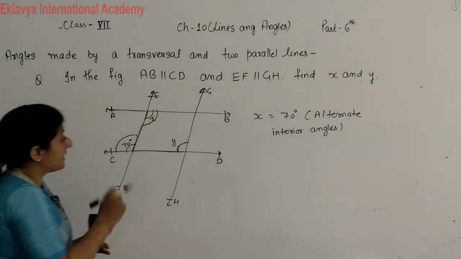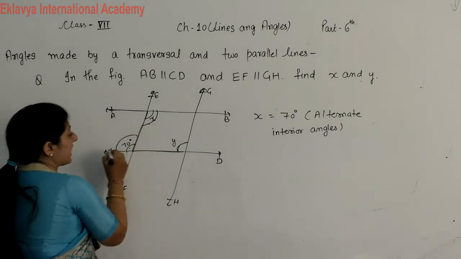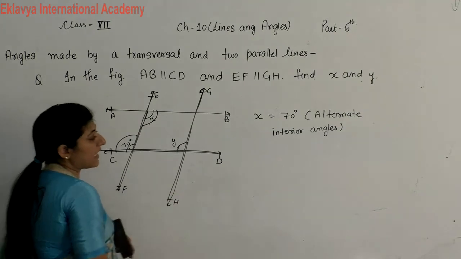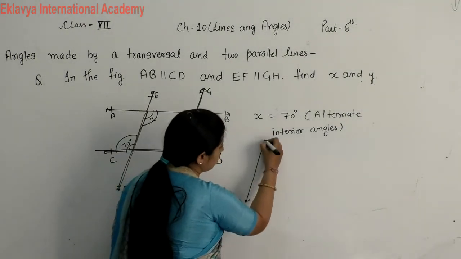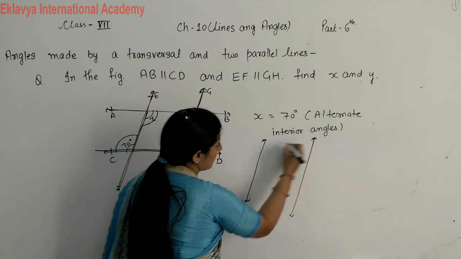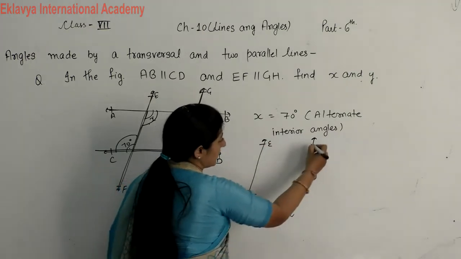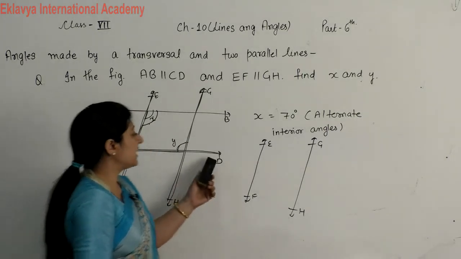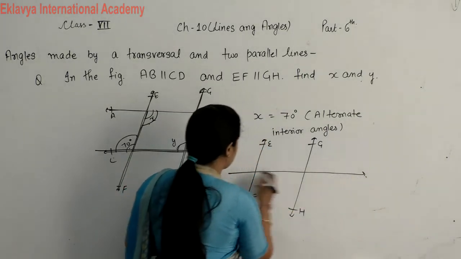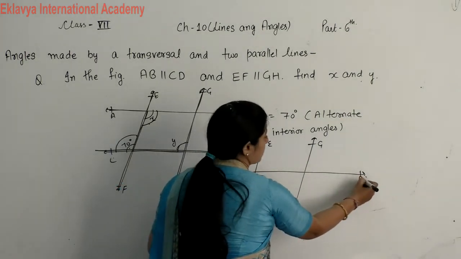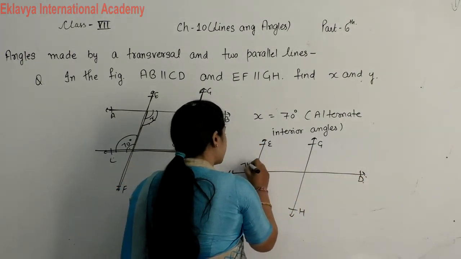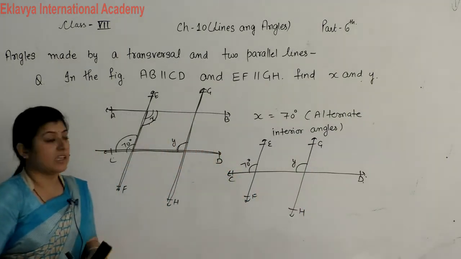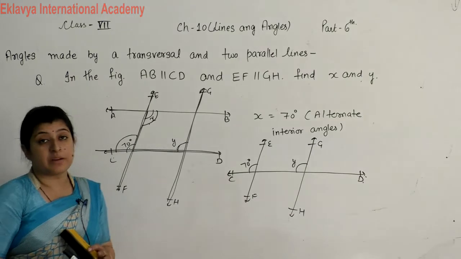Now see, in the second concept, EF and GH are also parallel lines. We make it separately: EF, GH also parallel lines, and this CD we take as a transversal. Now this angle is 70 degree. Then what is the value of this angle Y? Then what is the relation between them?